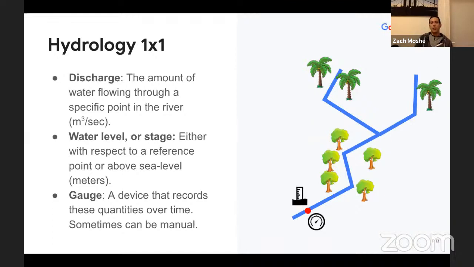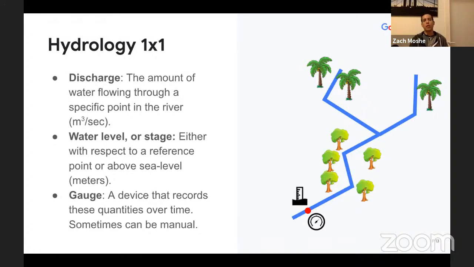And water level is, as you could guess, just the level of the water measured by meters. It could be with respect to some reference point that we define as 0, and it could be above sea level sometimes. And that basically tells us how high the water gets. Measuring water level is very easy. It could be with a radar, or it could be with someone going with a stick, with a ruler, and just putting it in the river and reading the measurement.